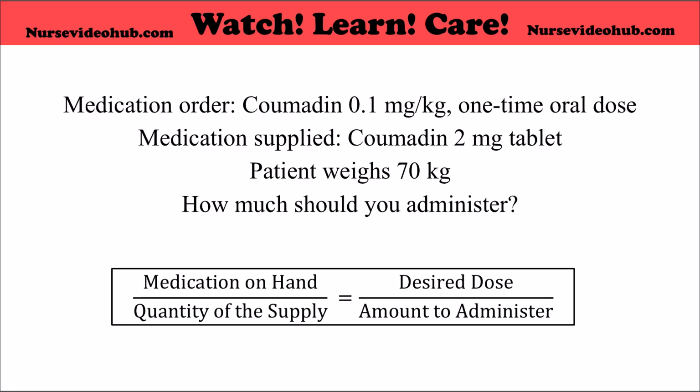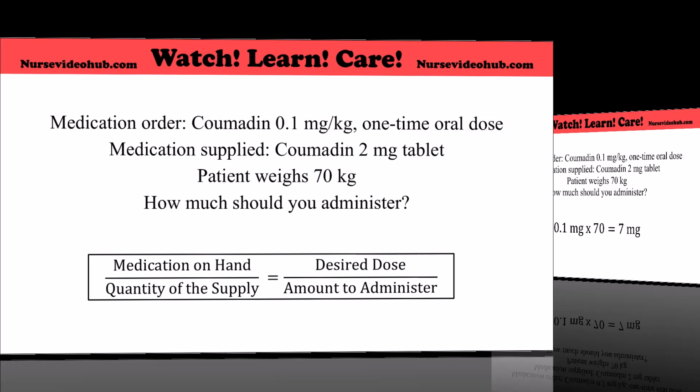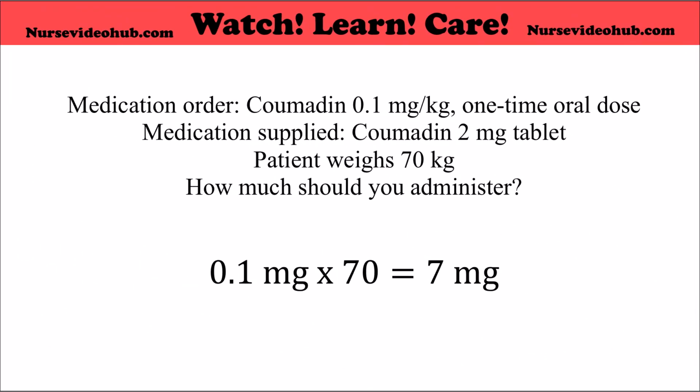The medication order is Coumadin, 0.1 milligrams per kilogram, one-time oral dose. The medication supplied is Coumadin 2 milligram tablet, and the patient weighs 70 kilograms. This is a weight-based dose. The desired or prescribed amount is 0.1 milligram per kilogram.